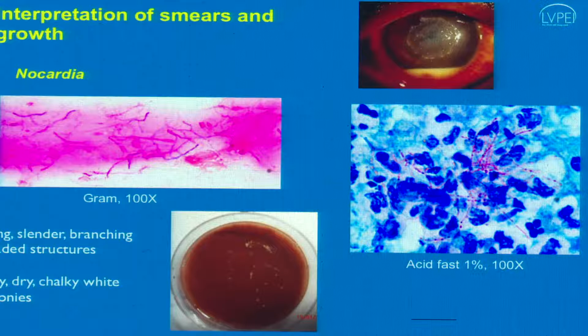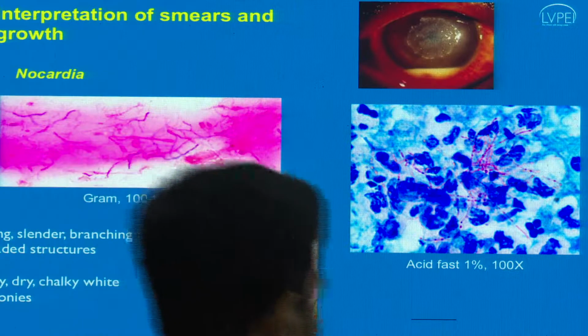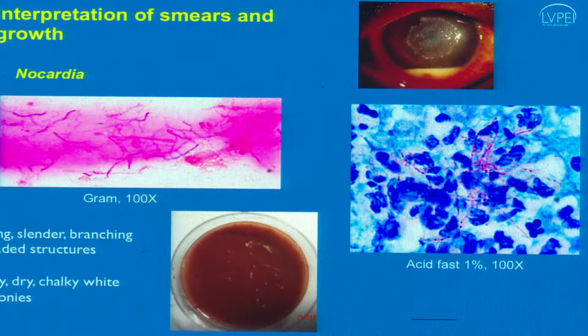Some of the slides I'm going to now show you the interpretation of smears and growth together. So here is nocardia. You can see in gram stain, you can see the acid-fast staining, 1% acid-fast. This is a clinical picture. And the colonies are very small and dry.